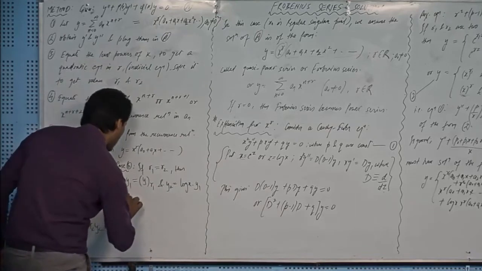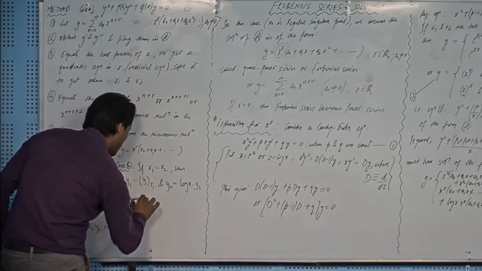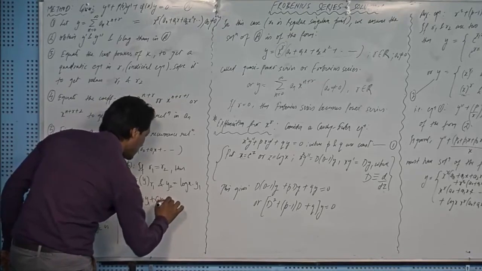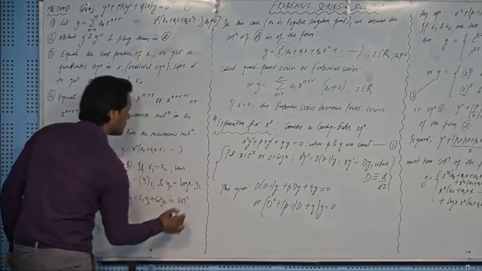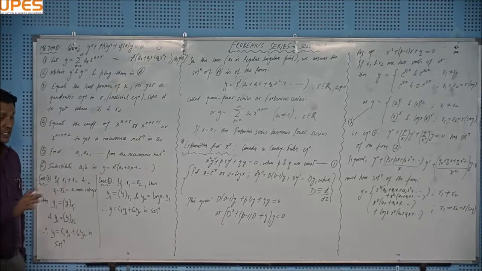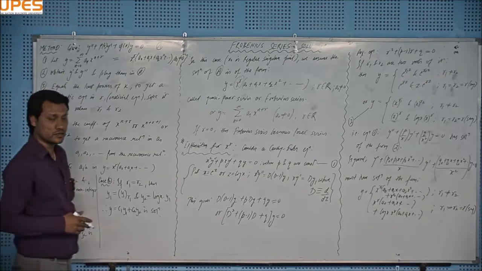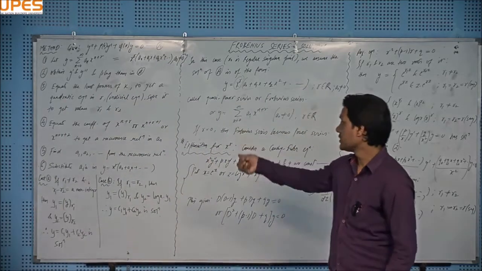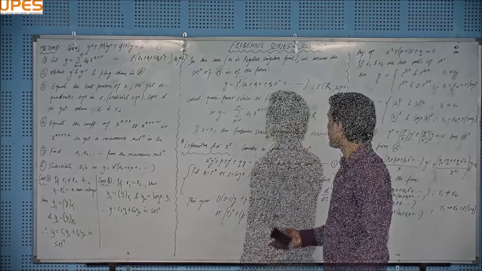Now I can write the full solution. Therefore, y equal to c1 y1 plus c2 y2 is the complete solution, right? So this is it for these two cases of Frobenius series. We still have two more cases, but I will discuss those cases in the next video. So I will take examples of these two cases one by one.